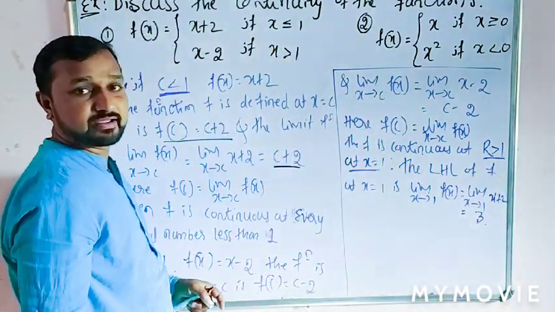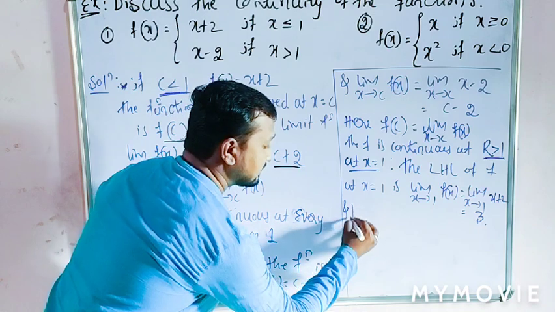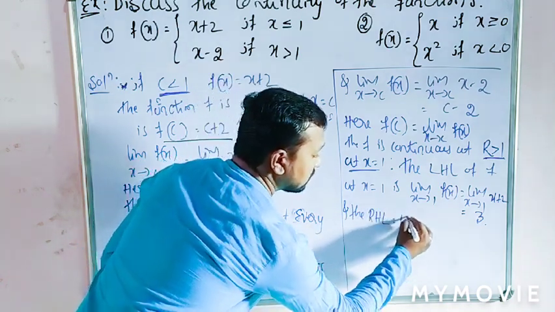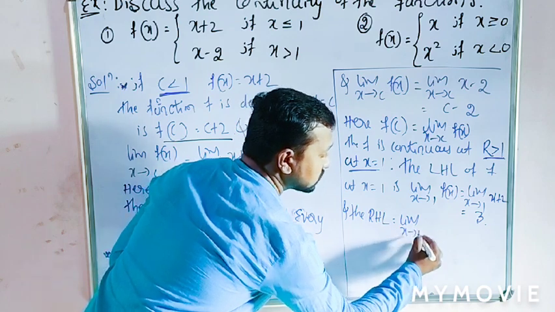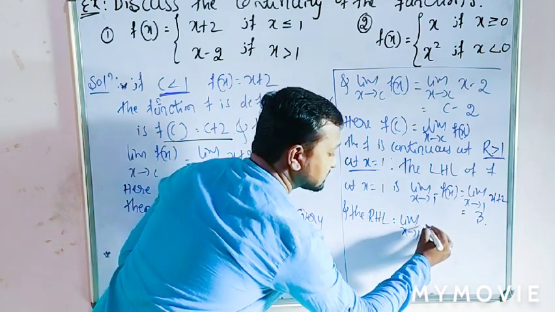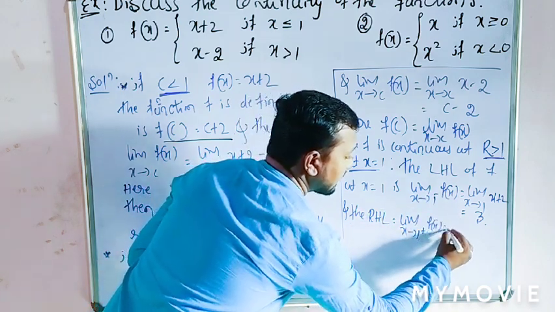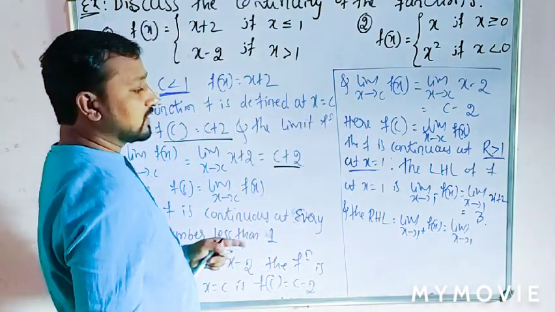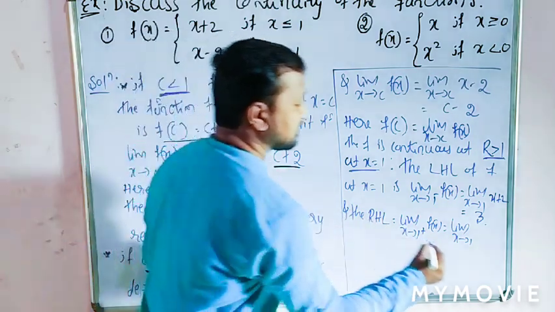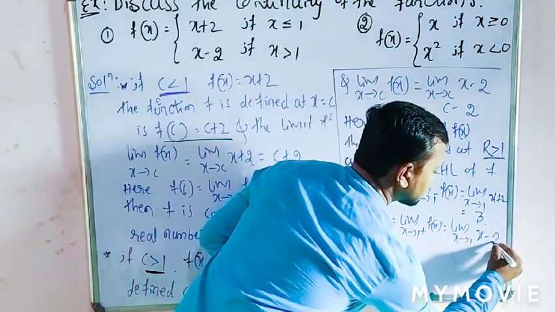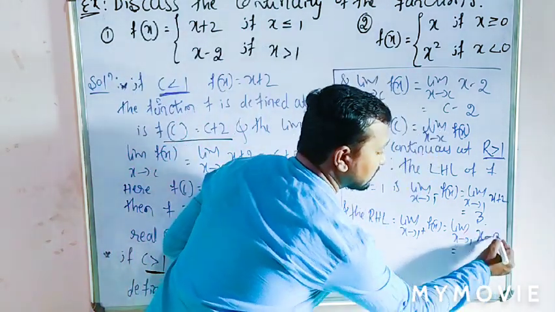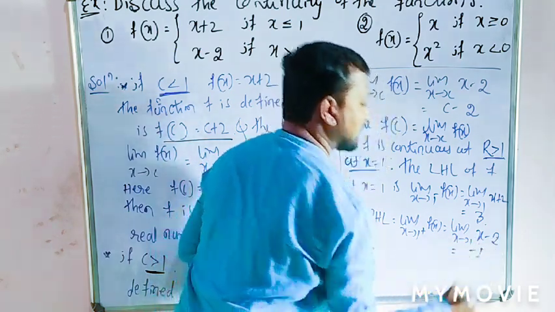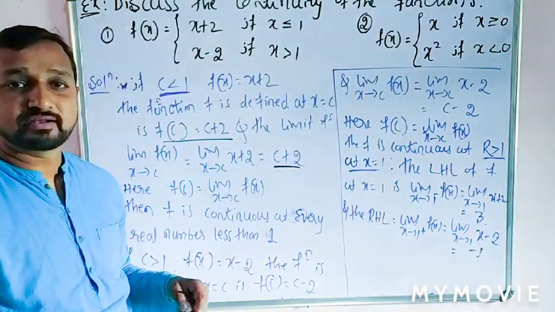Your LHL should be 3, and the RHL is the limit as x tends to 1 plus of f of x. What should f of x be for the RHL? It is x minus 2. Apply the limit, we will get 1 minus 2. As x tends to 1, that is 1 minus 2, which is minus 1.